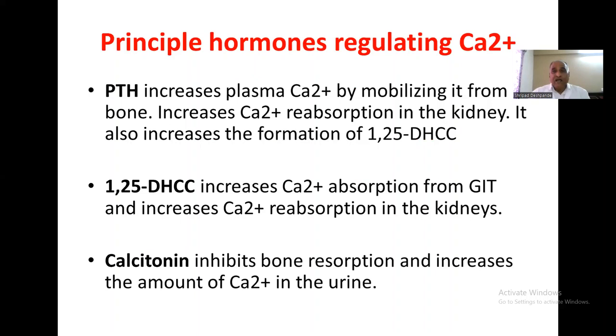These principal hormones are dedicated hormones. How do they regulate the calcium? If you are looking at PTH, the parathyroid hormone, it increases the plasma calcium level by mobilizing it from the bone. In addition, it increases the calcium reabsorption from the kidney. So that means it decreases the calcium excretion, as more calcium is reabsorbed from the kidney. And it also increases the formation of 1,2,5-dihydrocholecalciferol, which is essential for the reabsorption of the calcium from the intestinal tract. So thus, in three ways, it tries to help.